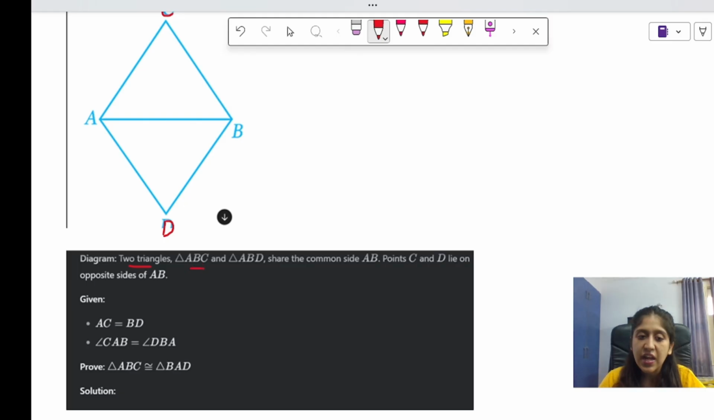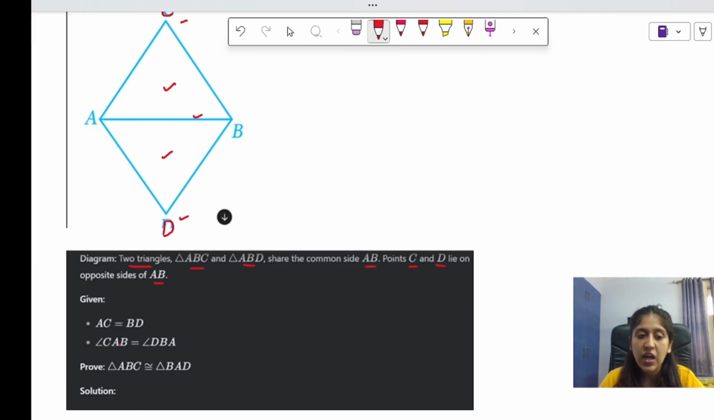We can see ABC एक triangle है, यानी ऊपर वाला एक triangle है, and ABD एक triangle है which is the below one triangle. Now they share a common side AB, दिख रहा है हमें. Points C and D lie on opposite sides of AB, ठीक है, मतलब C और D जो है वो opposite side पे है, वो भी हमें diagram में दिख रहा है. Okay, ये question तो समझ आ गया.